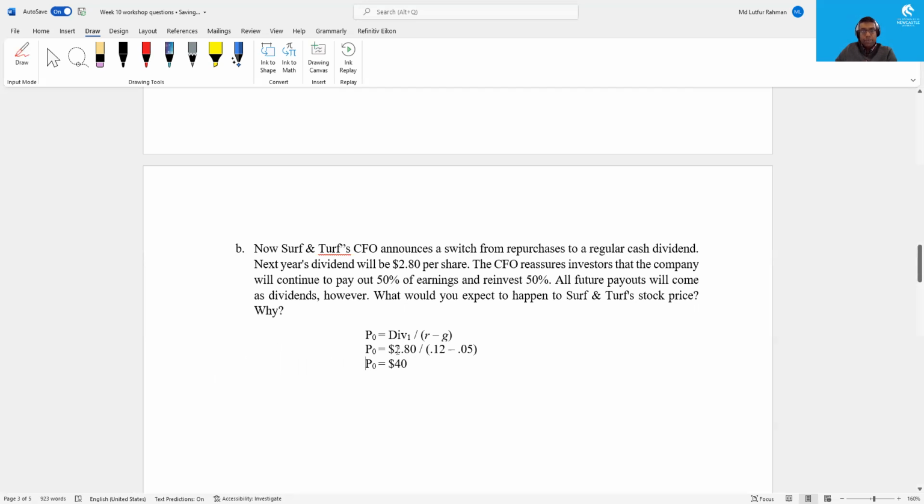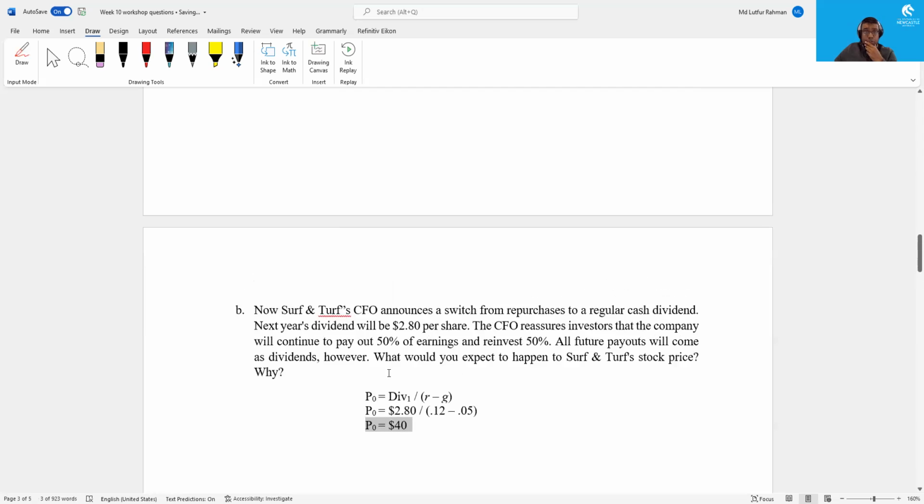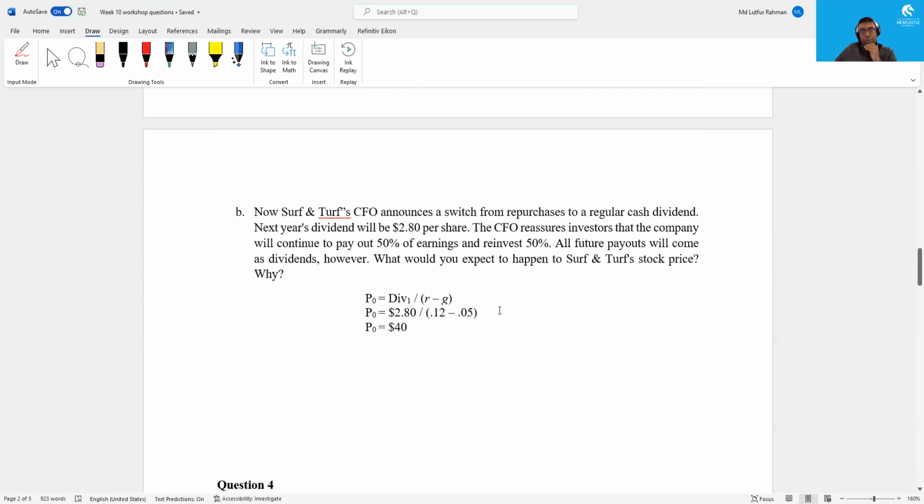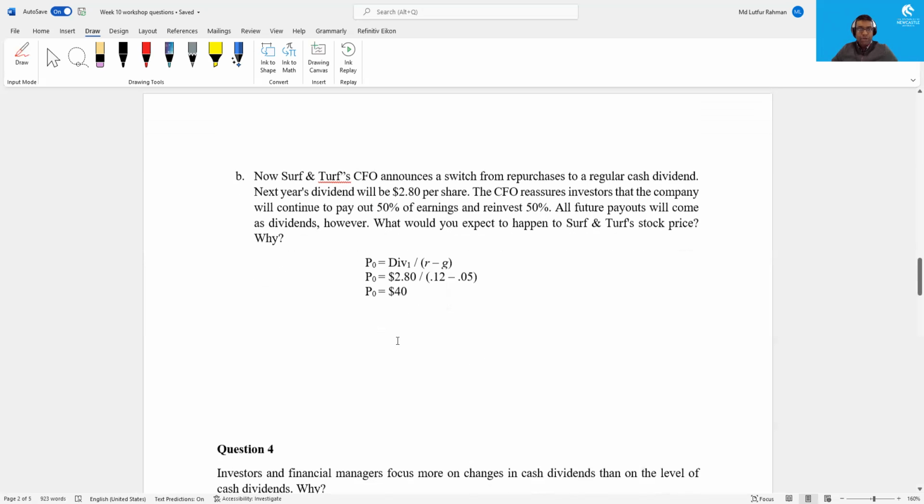Okay, so dividend 2.80 over R minus G, and we see that the stock price is $40, which was the stock price previously. And what happens to the stock price? The stock price doesn't change because once again, it's just a cosmetic change that the company switches from repurchases to dividend. So these are two ways of distributing cash. That's why it doesn't have an impact on share price.